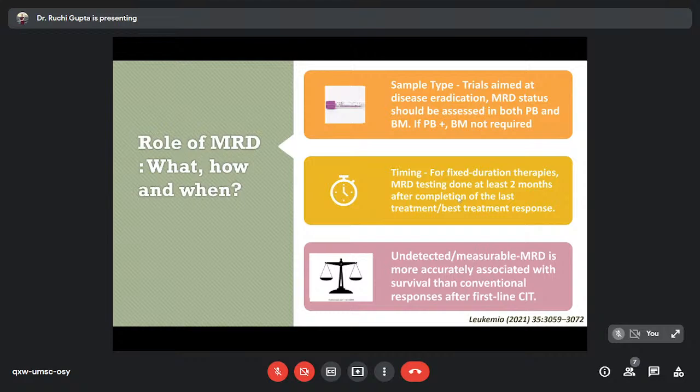And the degree of MRD assessment is the same as we talked about in B-ALL and T-ALL, 1 cell in 10 to the power -4 or -5. That is what we are targeting, and it is also known as undetectable or unmeasurable MRD even in CLL. Patients who achieve this undetectable MRD are supposed to have much better survival as compared to the assessment done by conventional standard responses based just upon the peripheral blood counts or the bone marrow lymphocyte percentage reduction.